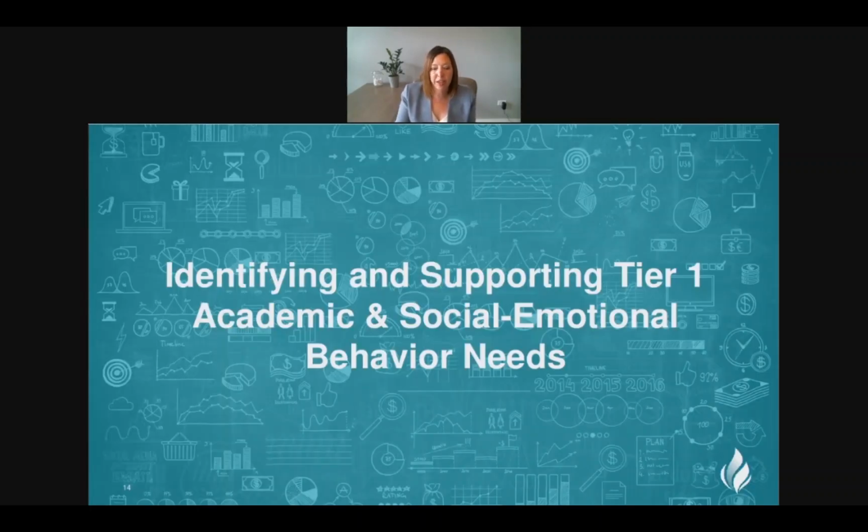So now that we have talked about why we might want to focus on the universal tier, let's explore how to identify and support both academic and social emotional needs as we look at the universal tier.